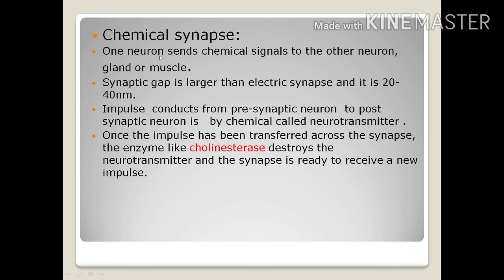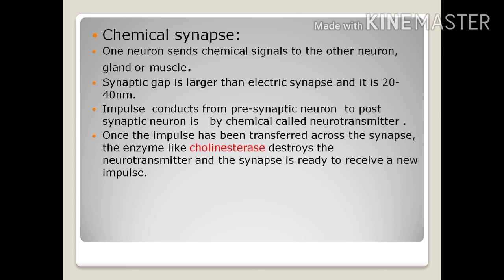In the case of a chemical synapse, one neuron sends chemical signals to the other neuron, gland or muscle. The synaptic gap is larger than in an electrical synapse and it is about 20 to 40 nanometer. We can compare: the synaptic cleft is very narrow in an electric synapse because the impulses are very fast, and here the gap is larger and so the impulses are slow. The impulse conducts from the presynaptic neuron to the postsynaptic neuron by a chemical called neurotransmitter. Once the impulse has been transferred across the synapse, an enzyme like cholinesterase destroys the neurotransmitter and the synapse is ready to receive a new impulse.